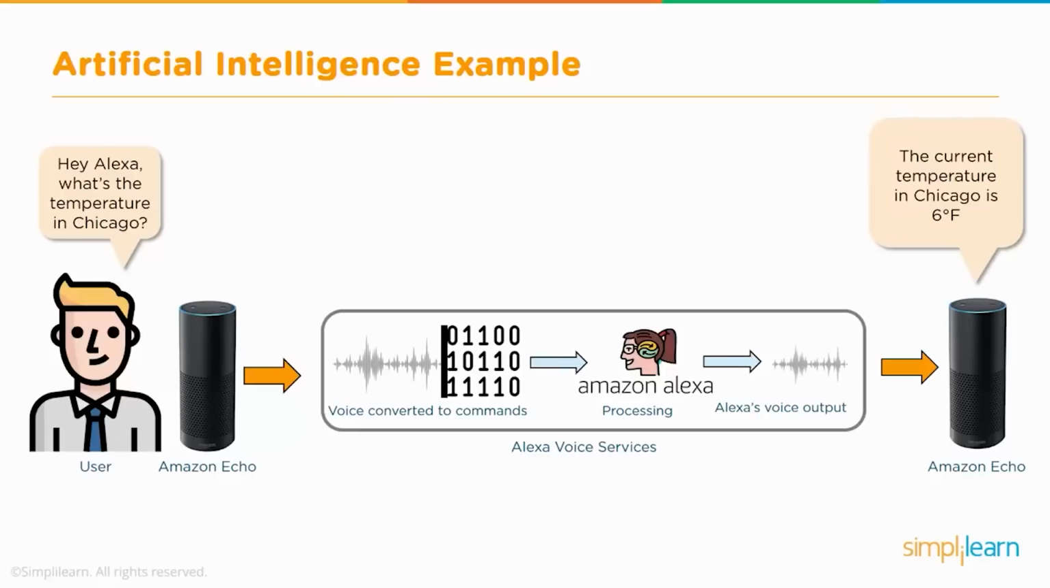Then it comes in and processes that information to identify what you're asking and what you need and where to get that information. And then it comes back and says the current temperature in Chicago is 6 degrees Fahrenheit or whatever it is at the moment. So this is a wonderful example of artificial intelligence that we're using right now today and where that's at as far as a commercial deployment.